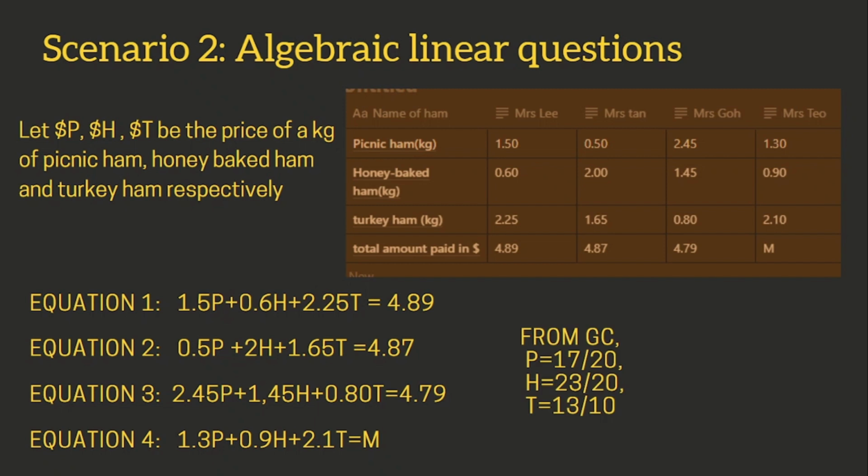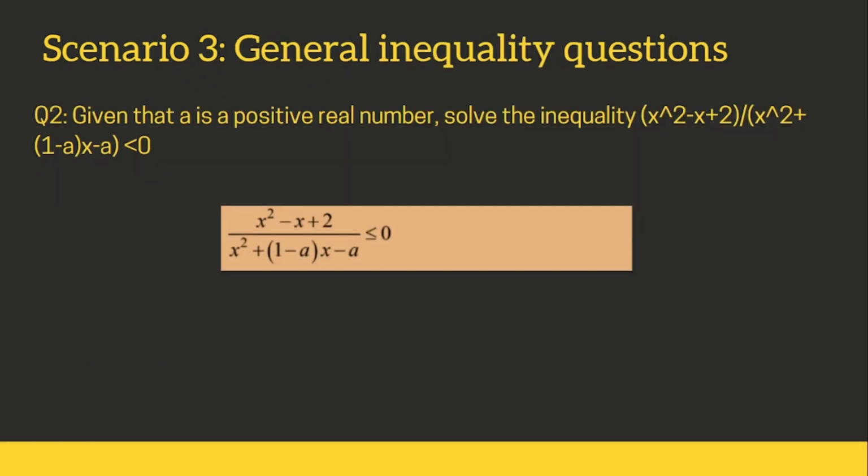So from the GC, we pump those first 3 equations inside to get these values of P, H, and T. Then we will go find m by substituting it into the fourth equation, which then leads to a 4.87 for m. Then we will now move on to the general inequality questions.